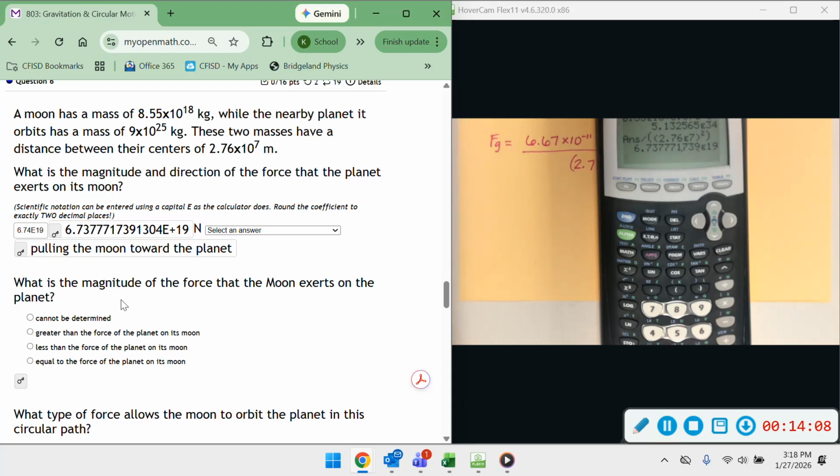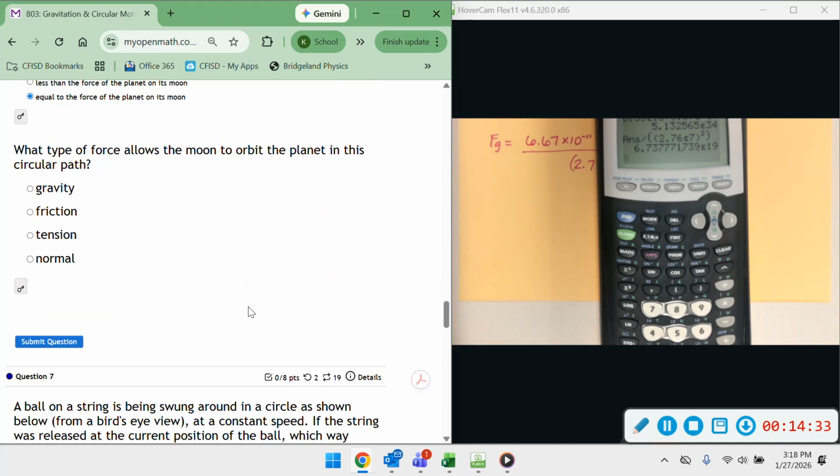All right, so that would be what you would want for the first part. The second one says, what is the magnitude of the force that the moon exerts on the planet? So this is the force the planet exerts on the moon. If I were to compare the force that the moon exerts on the planet, again, I would say that they are equal to each other. This is a force pair. Don't fall for it. I know they have different masses. The moon is a lot smaller, but the forces are equal and opposite. Newton's third law. What type of force allows the moon to orbit the planet in this circular path? It's basically asking what is the centripetal force, and for every single object in orbital motion, it's gravity. So that should be what you select there.